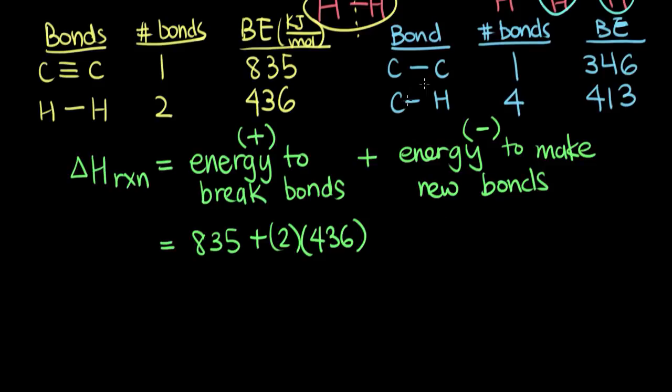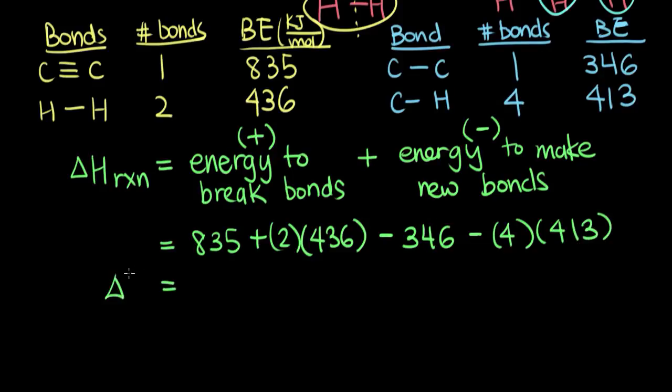Now we have to add up the energy that's released when we make the new bonds. So we have this carbon-carbon single bond. So that is 346 kilojoules per mole, and that's negative because that energy is released. And then the last bond is the carbon-hydrogen bond, also negative because the energy is released. And we have 4 of them, and each of them will release 413 kilojoules per mole.